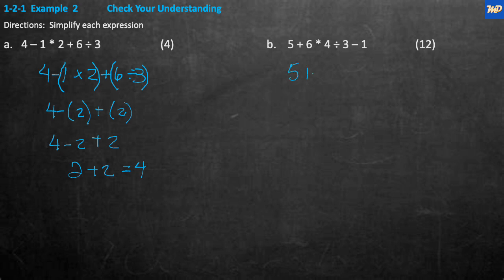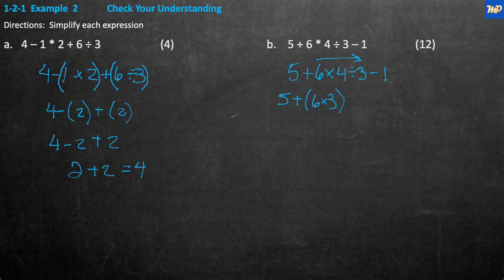5 plus 6 times 4 divided by 3 minus 1. Okay, so let's look through this. Is there multiplication in here? Yes. Is there division? Yes. Okay, so this is a little confusing in that we're going to start here. 5 plus, well, the first thing, we're going from left to right. We have to go this way. And the first thing we come to is the multiplication. So we're going to do the 6 times the 3.